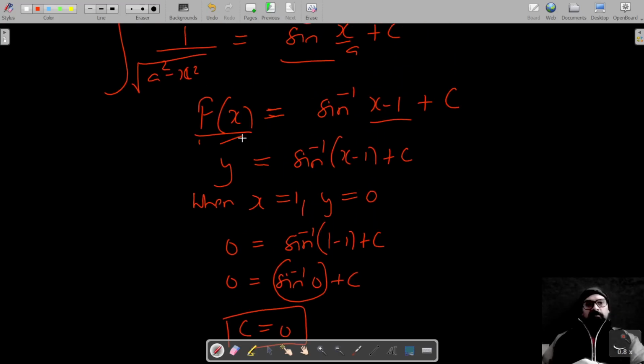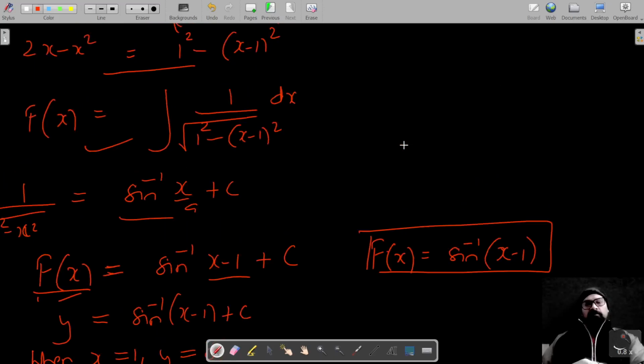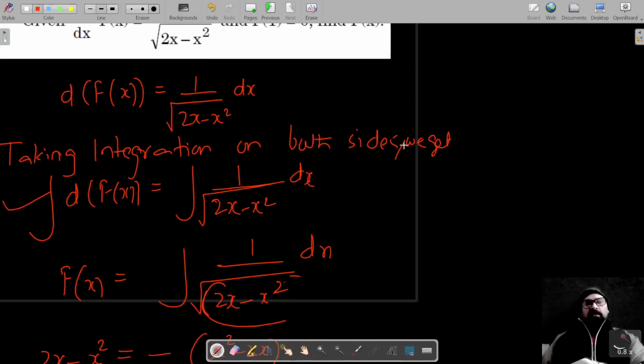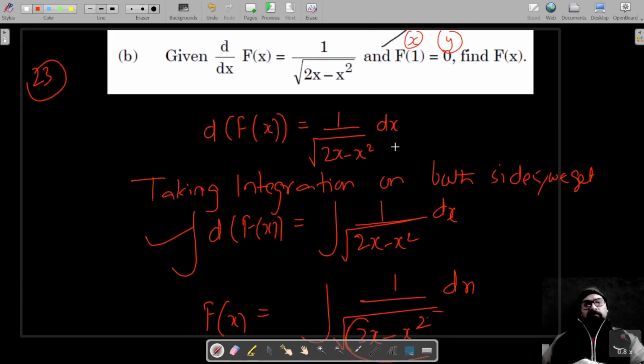So our f of x becomes sine inverse x minus 1, with c being 0. So this is the value of sine inverse x minus 1. So we have got our f of x, which is sine inverse x minus 1.